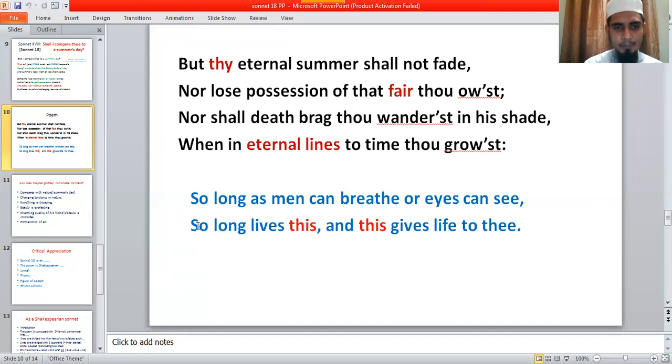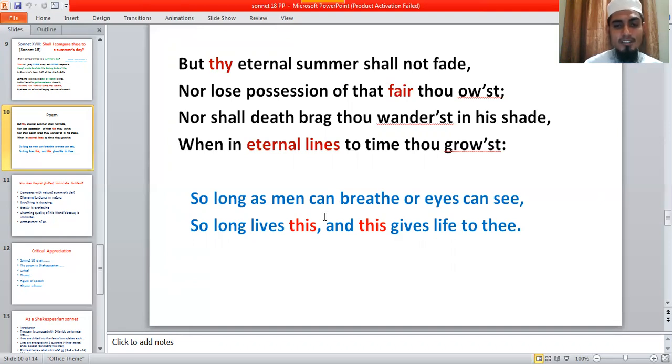You will memorize the line. So long as man can breathe, or eyes can see, so long lives this, and this gives life to thee. This sound is very interesting. So long as man can breathe, or eyes can see, so long lives this, and this gives life to thee.